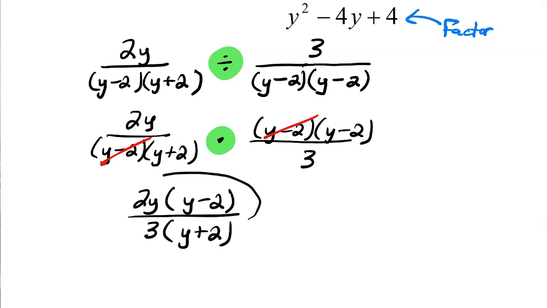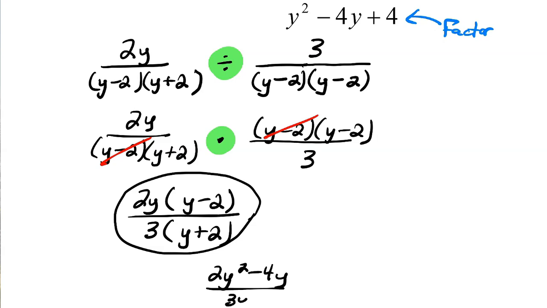This would be our final answer. If you multiplied it all out, it would look like this, 3y plus 6. But typically we're okay with the answer typed like that, or written like that.